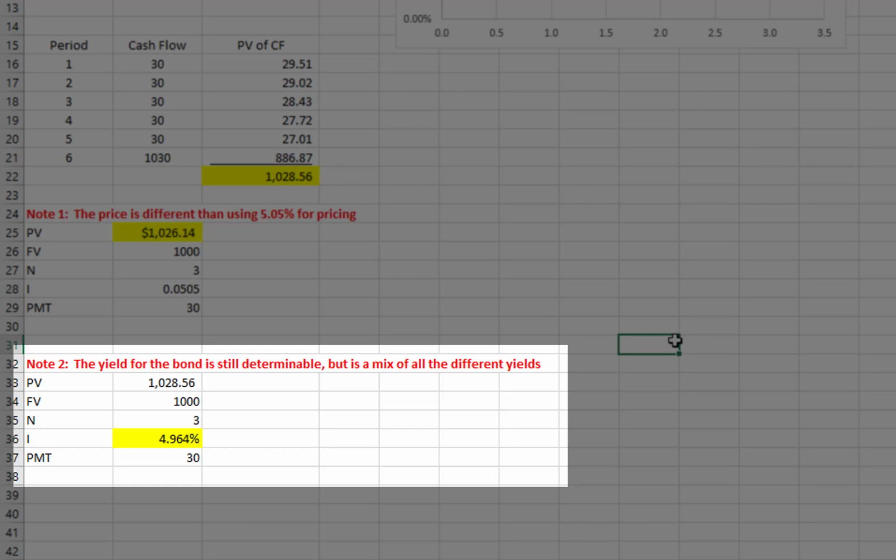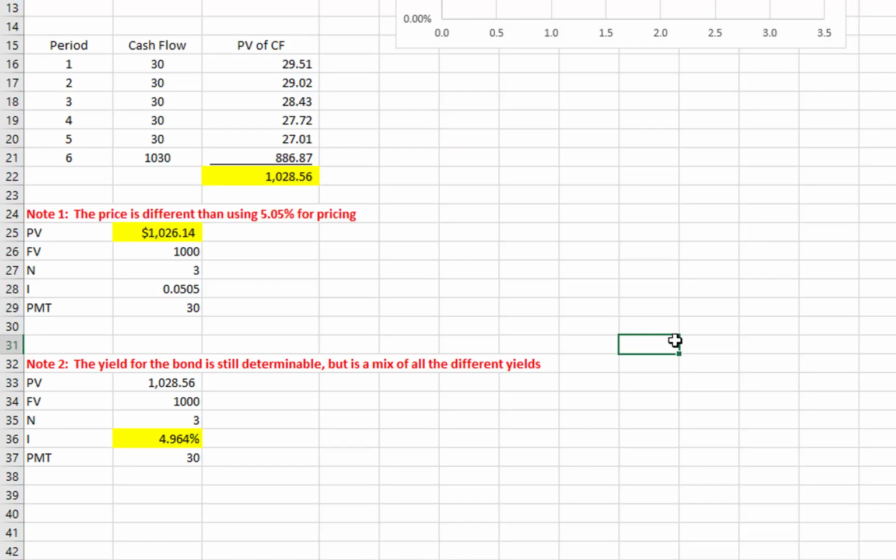That is, we can still calculate it based on the price of the bond and all the cash flows, but that yield, the yield to maturity for the bond, is going to be different than the mix of all the different yield to maturities for the cash flows of the bond. So let's just look at this. We've got the price, we calculated that up here. We know the future value, we know the number of periods, and we know the payments, so we can solve for the one rate that makes all that math work out.